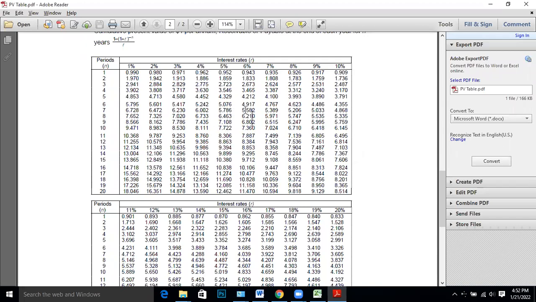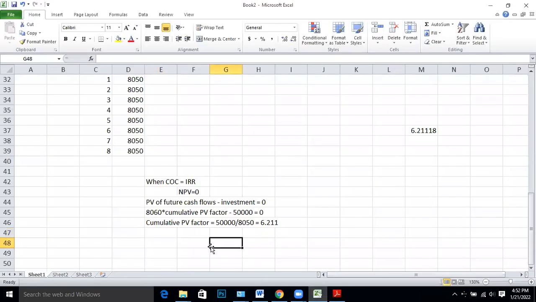8 years, 6% is where you have 6.210. Then we can say the IRR should be 6%. Just double-check: if it is 6%, the cumulative factor is 6.211. So 8050 into 6.211 minus 50,000 will be 0. Double check.